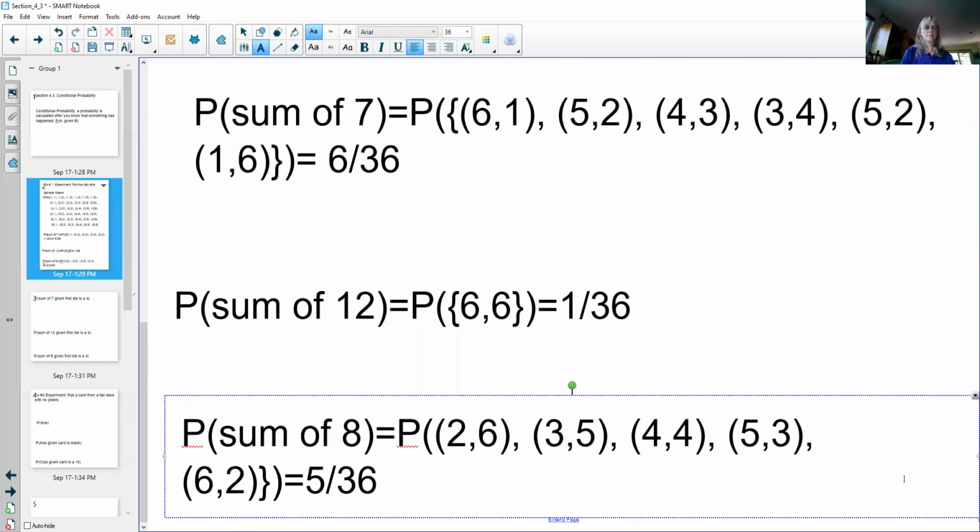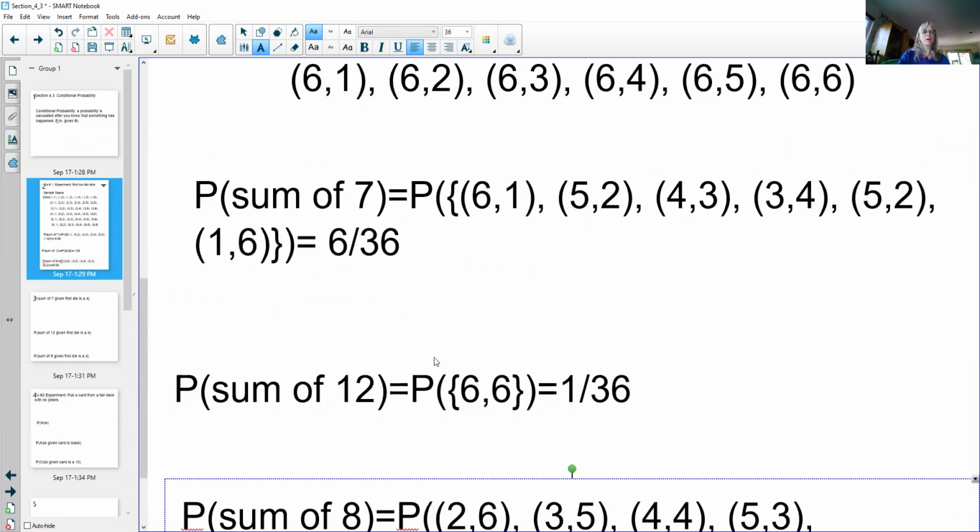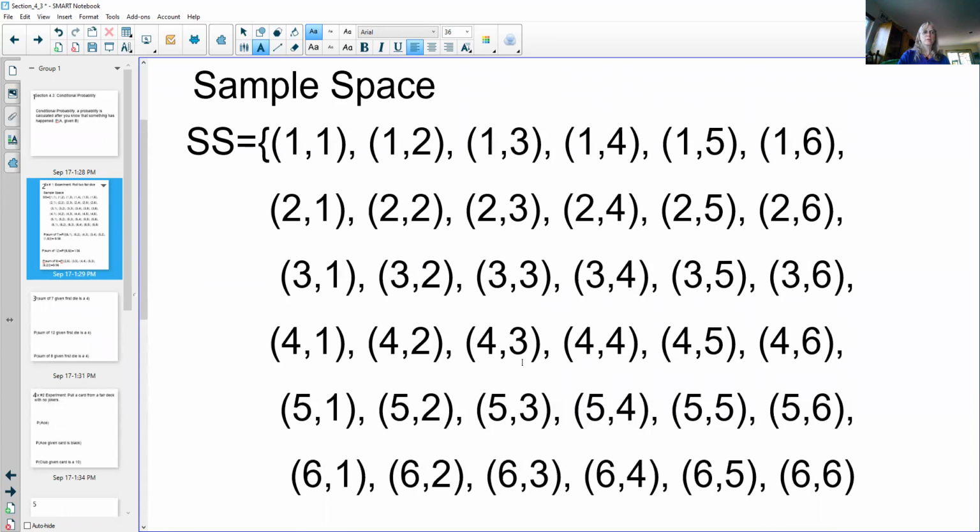out of 36. Now, none of these were conditional probabilities. These were just finding the probability. We didn't know anything before we did them. So we just found the probability of a sum of 12. We just found the probability of a sum of 8. We went back to our original sample space.